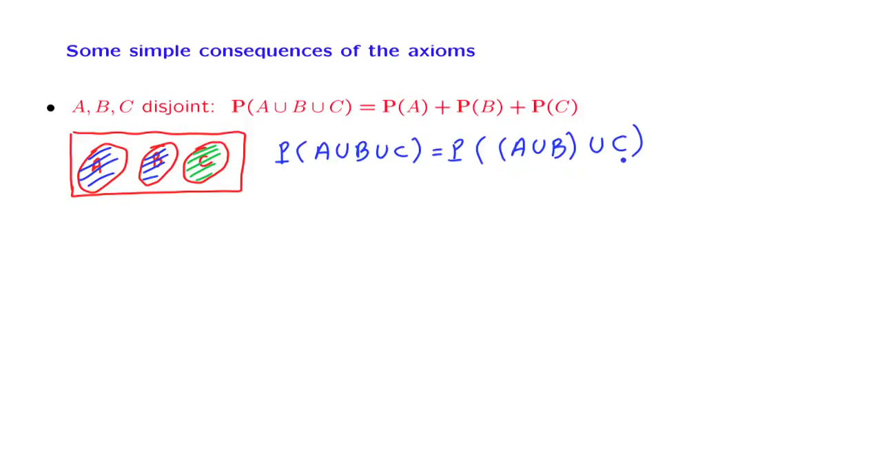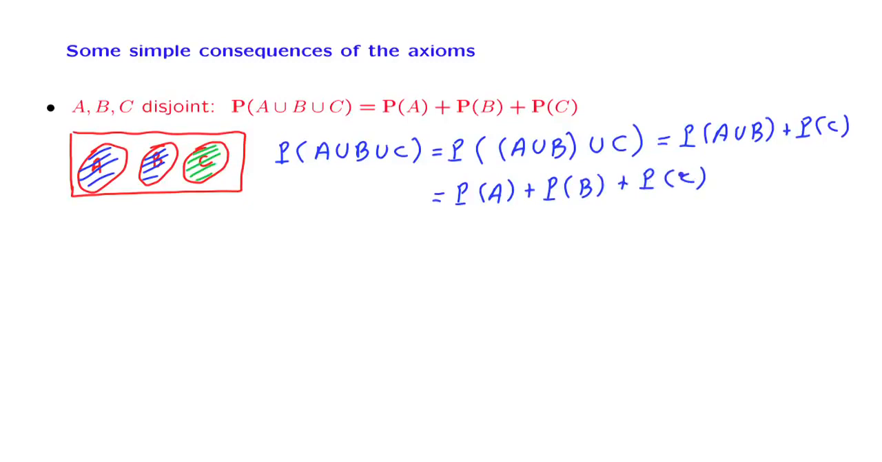Now, since the 3 sets are disjoint, this implies that the blue set is disjoint from the green set, and so we can use the additivity axiom here to write this probability as the probability of A union B plus the probability of C. And now we can use the additivity axiom once more, since the sets A and B are disjoint, to write the first term as probability of A plus probability of B. We carry over the last term, and we have the relation that we wanted to prove. This is the proof for the case of 3 events.